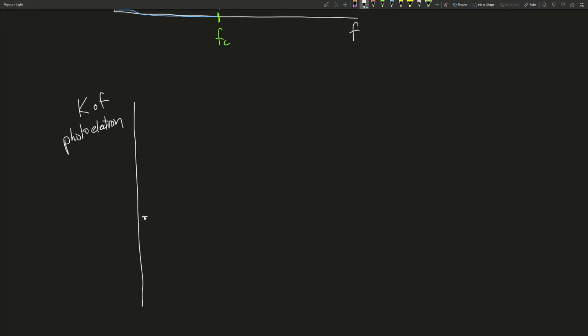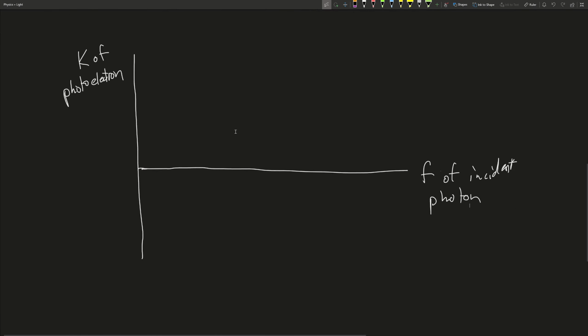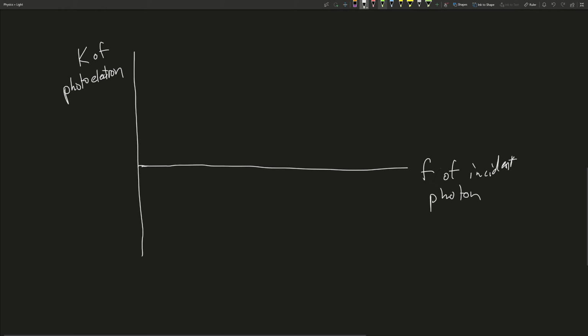And then this here will be the frequency of the incident photon. So this is the frequency, or the color you can think of it, of the photon that's coming in. We'll see that there are no electrons ejected below the cutoff frequency. So if we put the cutoff frequency here, we'll see that electrons start getting ejected at the cutoff frequency.